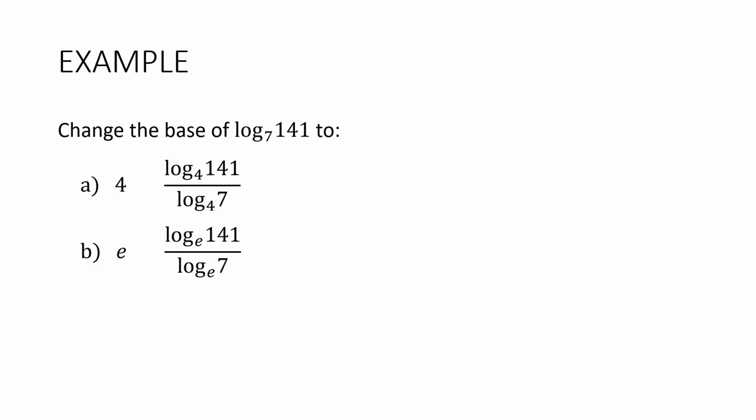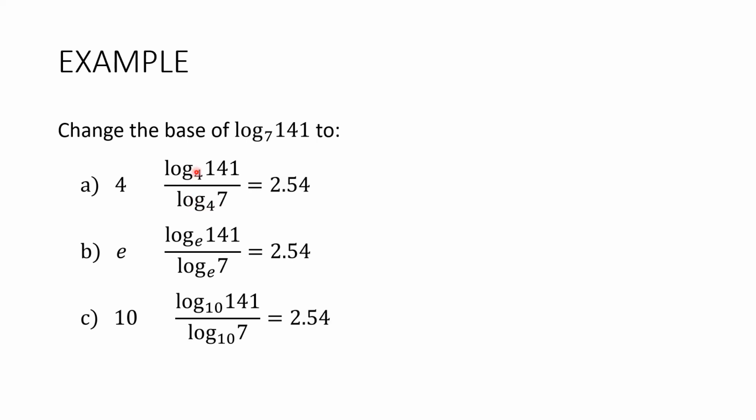If we wanted to change it to base 10, we would do log base 10 of 141 divided by log base 10 of 7. But here's the interesting thing. They're all going to be equal to the same thing. So if you could put this in the calculator, we could do that in a graphics calculator, we would get 2.54. That's abbreviated to 2 decimal places. Check them out on your calculator. It doesn't matter whether we use base e or base 10 or base 4 or base 39. We're always going to get the same value because this is the value of log base 7 of 141.